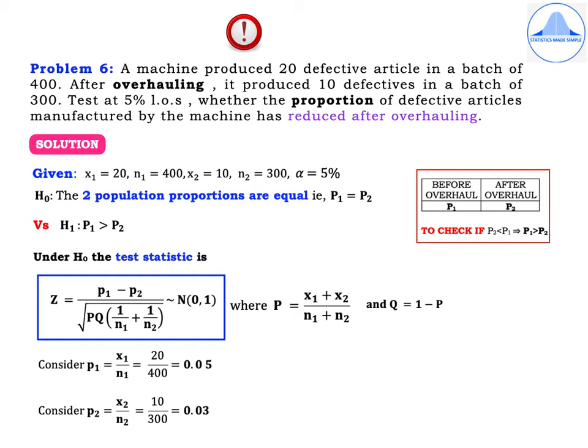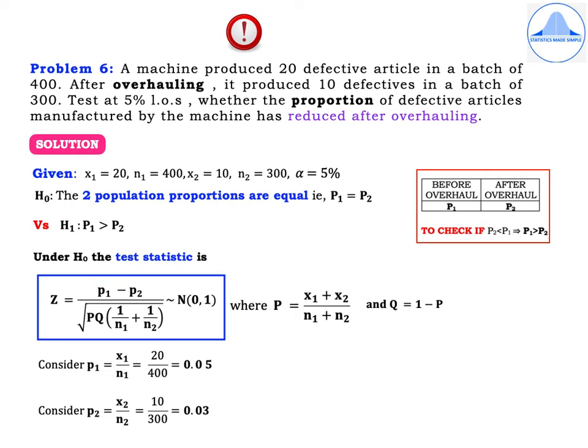So, before overhauling, let us denote the proportion of defectives in the population as capital P1, and after overhauling, the proportion of defectives in the population is denoted by capital P2. I have highlighted this information on the right hand side of the slide in the red colored box. So I repeat again, before overhaul, the proportion of defectives is denoted by capital P1, and after overhauling, the proportion of defectives in the population is denoted by capital P2.